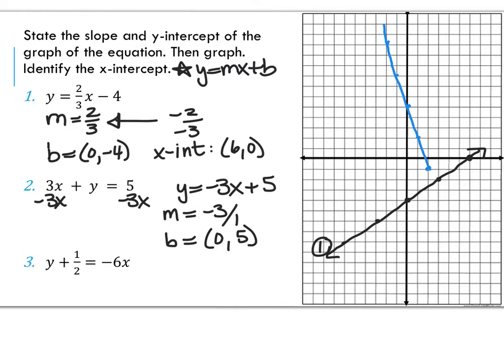Then I'm going to connect my points, draw arrows at the end, and in this case I'll write a little number 2 next to it so I know which one's which. And of course I can't forget to find that x-intercept. This one does not have a very nice x-intercept. It looks like it's almost to positive 2, but it's not quite there.